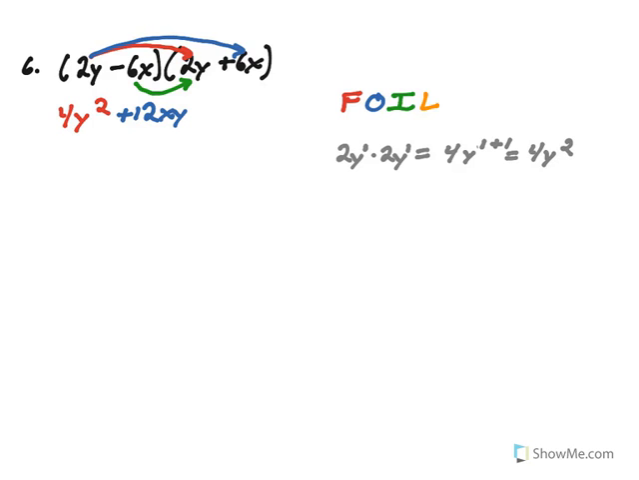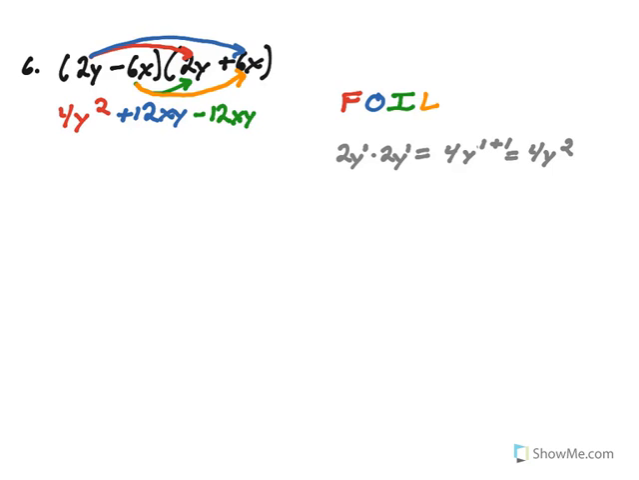So negative 6x times positive 2y. First of all, a negative times a positive is a negative. 6 times 2 is 12, and then x times y is xy. All right, and then our last is going to be negative 6x times positive 6x.